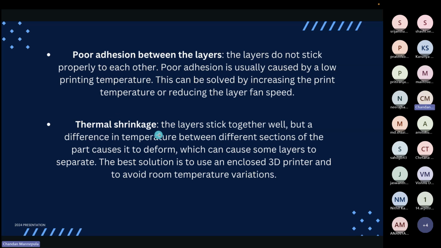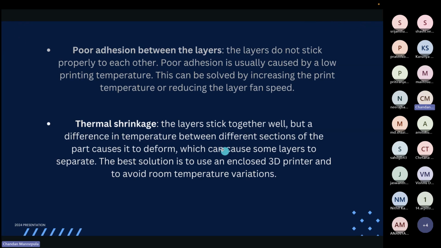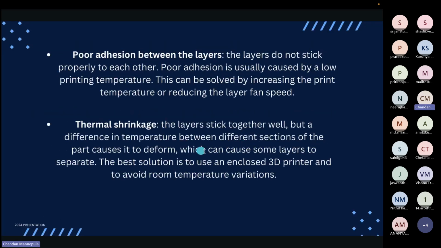And this is thermal shrinkage. The layers stick together well, but a difference in temperature between different sections of the part causes it to deform. Why do you think the difference in temperature leads to deformation? Sir, thermal stress is there. Yeah, exactly. Because of the thermal stress, which can cause some layers to separate.